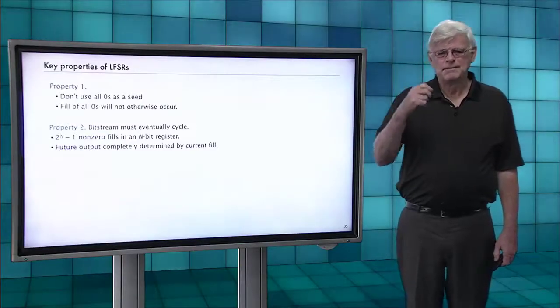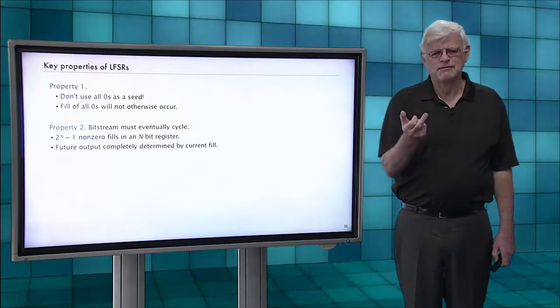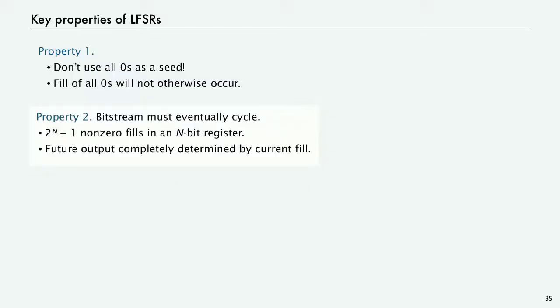Another thing to realize is that it's eventually going to cycle. There are 2 to the n minus 1 possible values of that n-bit register. The minus 1 is for the 0, otherwise all possibilities are possible. Future outputs are completely determined by the current fill, so once a fill value repeats, the same thing is going to happen over and over again. And it can't be infinite, because after 2 to the n different ticks of the clock, you've seen more fills than there are possible fills, so there has to be a repeat in there.